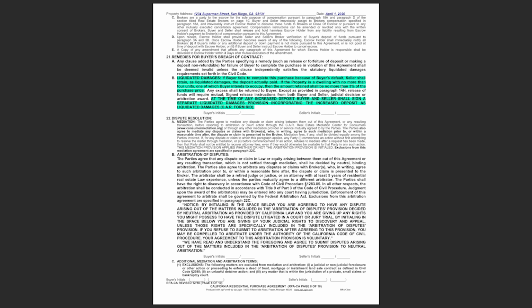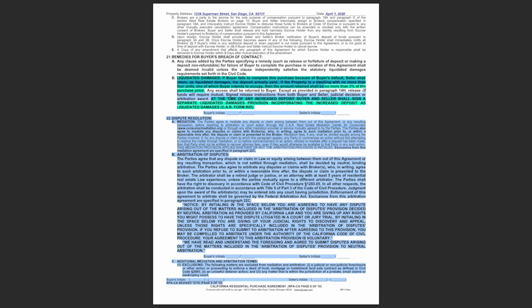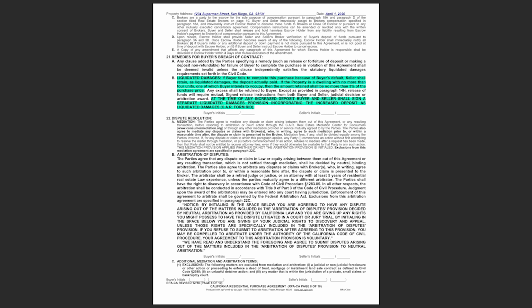But it definitely will be no more than 3% of the purchase price, okay? Now, I've highlighted this additional section because if you'll remember on page 1, we talked about whether or not the buyer needed to include an increased deposit. Now, if the buyer increases the deposit, you need to also sign a separate liquidated damages provision for incorporating that increased deposit into liquidated damages.